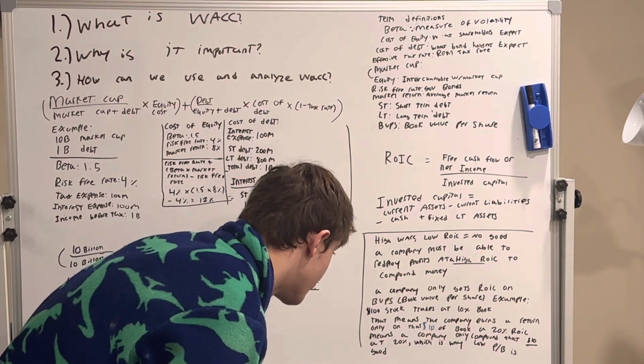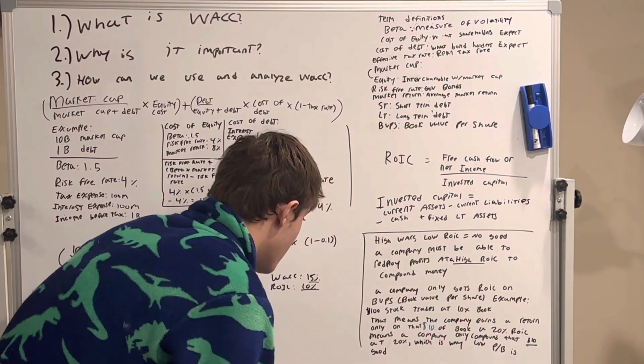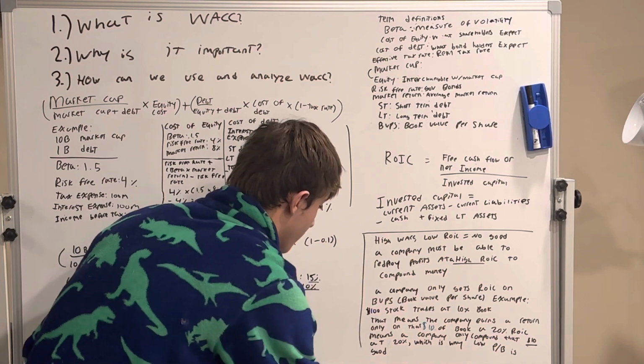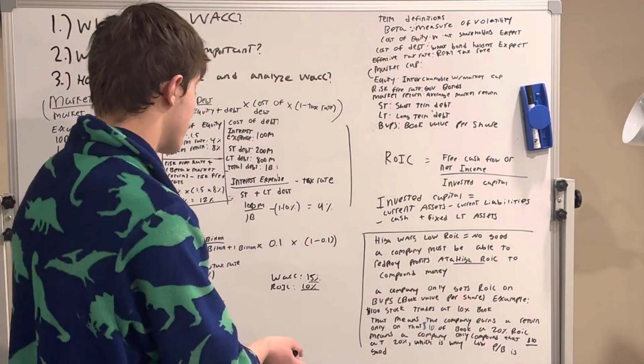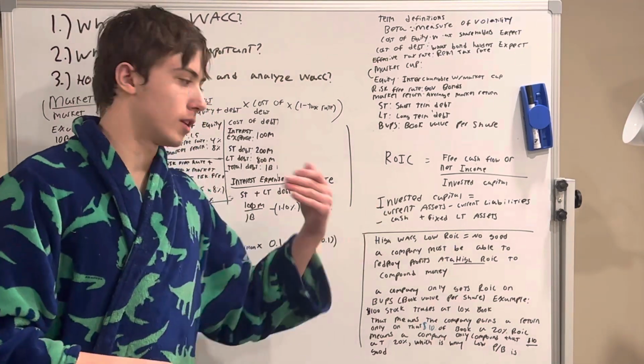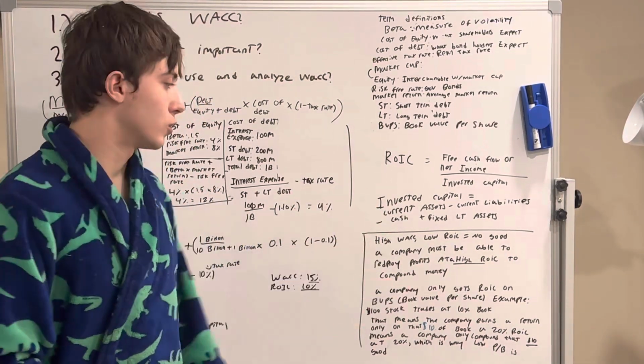So that's essentially what this is saying right here, which is why a low price to book is good. If a company trades at $120 and they have $10 of book value, they're trading at 12 times price to book, which is quite high.